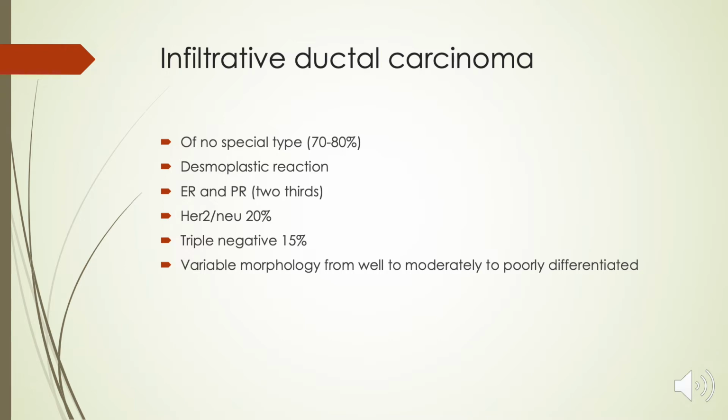Infiltrative ductal carcinoma, or invasive ductal carcinoma, is when the neoplastic cells invade and destroy the basement membrane. The most common subtype is invasive ductal carcinoma of no special type, representing 70 to 80% of the cases. It's typically associated with a desmoplastic reaction. What's a desmoplastic reaction? Well, it's when the body tries to contain the offending malignant cells by forming fibrosis and edema around the cells. So it's a combination of fibrosis and edema around the cells in an attempt from the body to contain the neoplastic process.